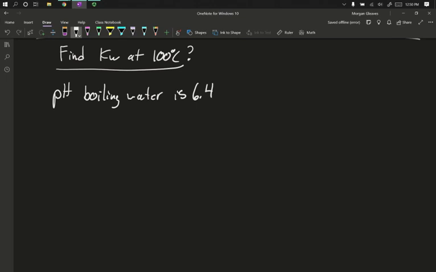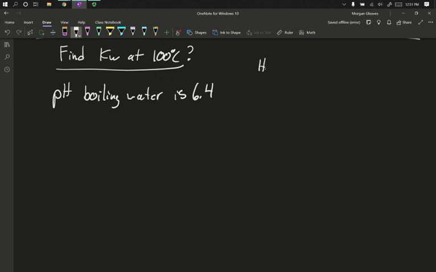In this video, we're going to explore the Kw of water at temperatures other than 25 degrees Celsius. So boiling water has a pH of 6.4. Because you have extra heat and energy as you bring the liquid up above 25 degrees to higher temperatures, this changes the equilibrium position. Your K of equilibriums are temperature dependent. And so as water gets hotter, its pH shifts from 7 to other values. In this case, at 100 degrees, that value is 6.4.